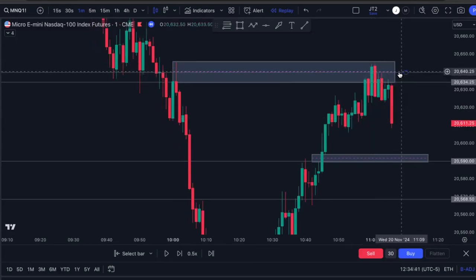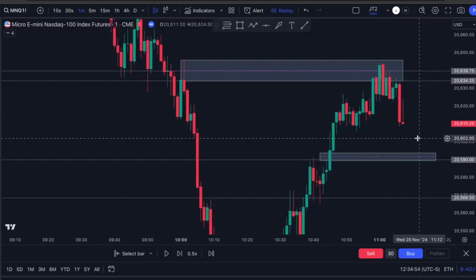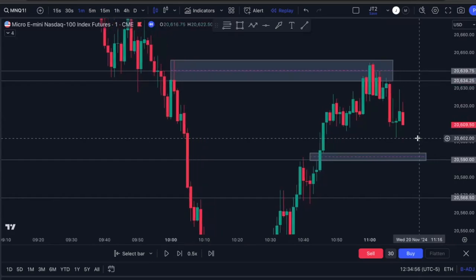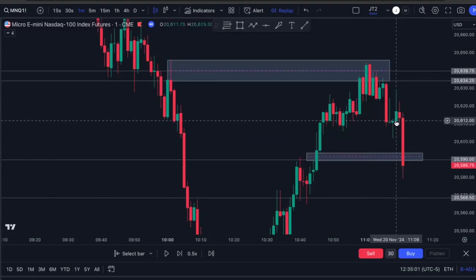Entry was beautiful. Stop loss was in the correct location. And as soon as this started to go, that's when I can move my stop loss to break even. The beautiful part about this is now you have a free trade. Moving straight back down, the key target was 590. Came back down.